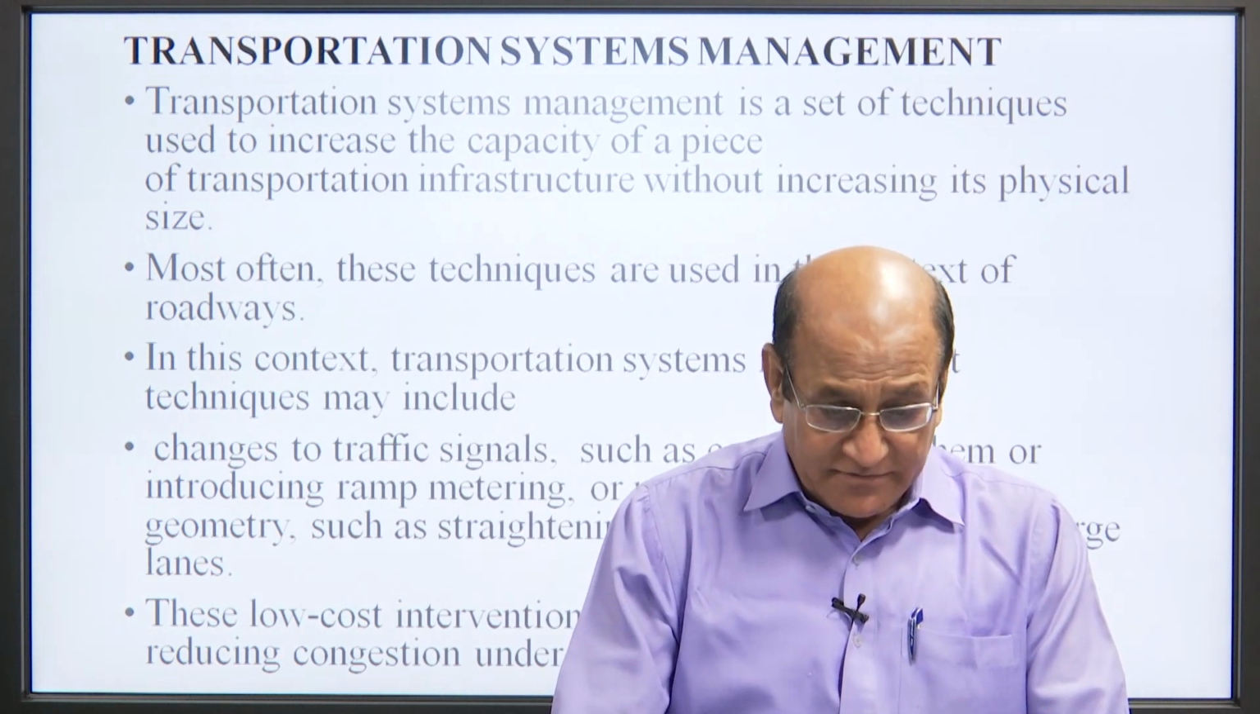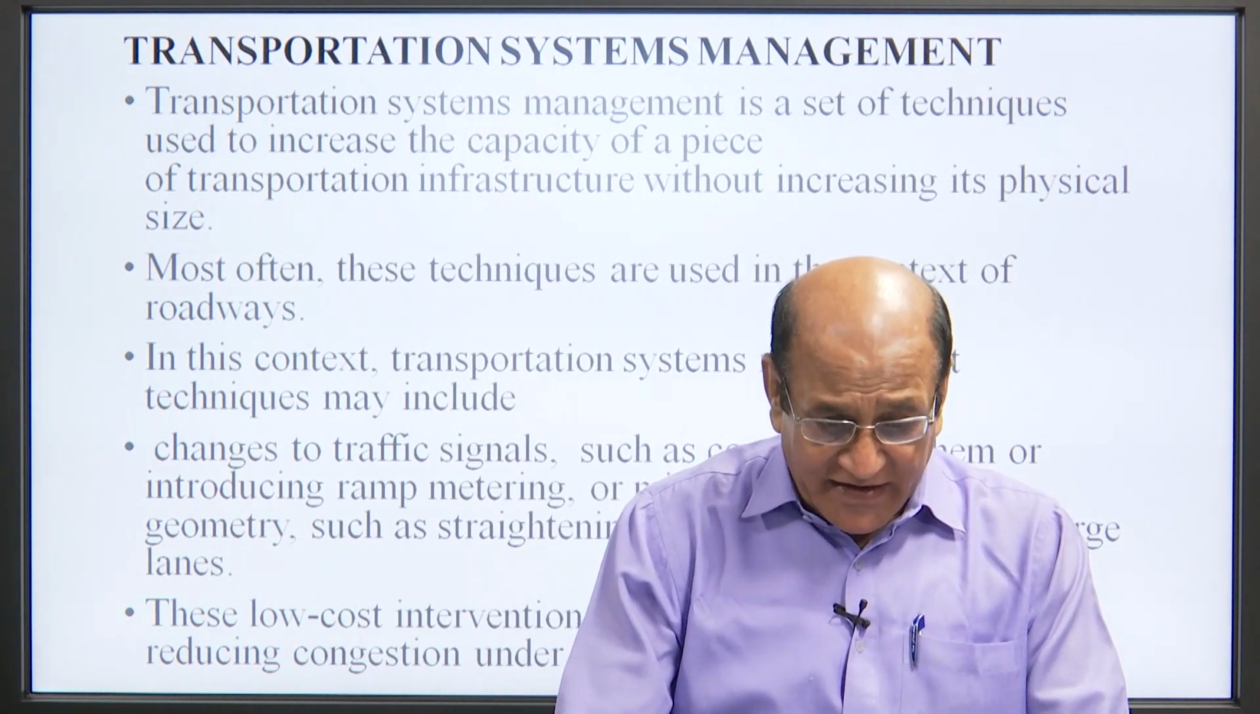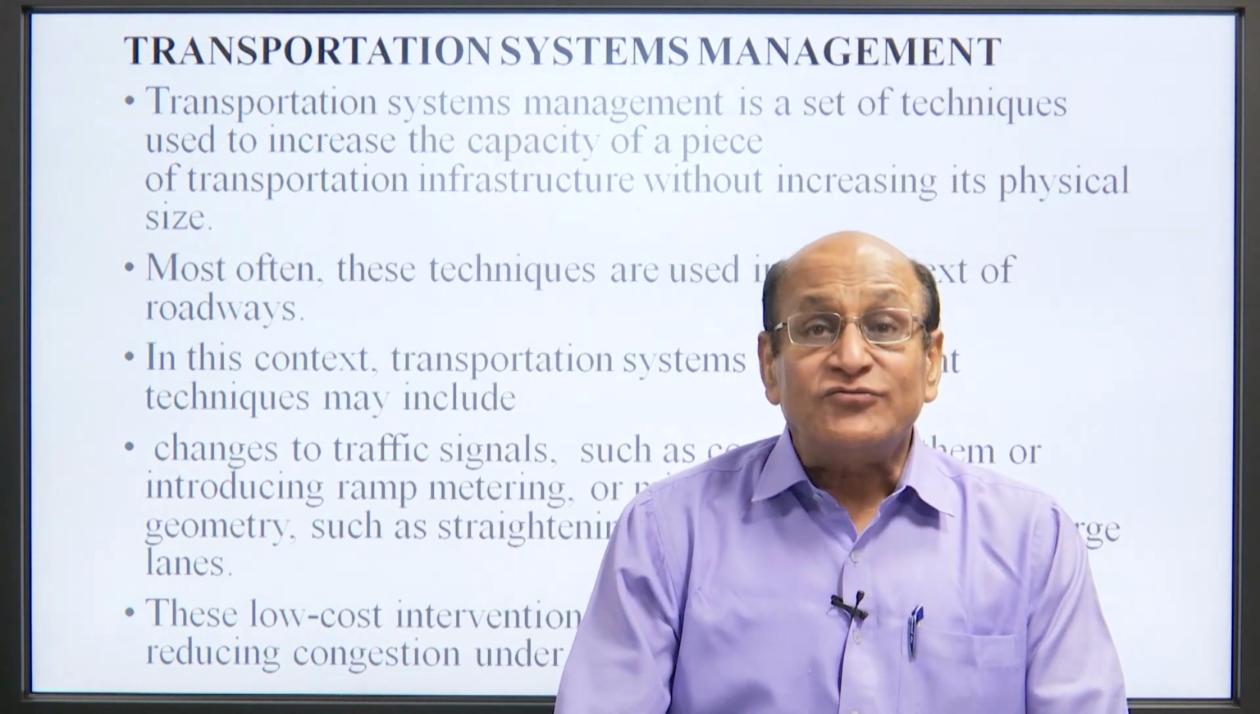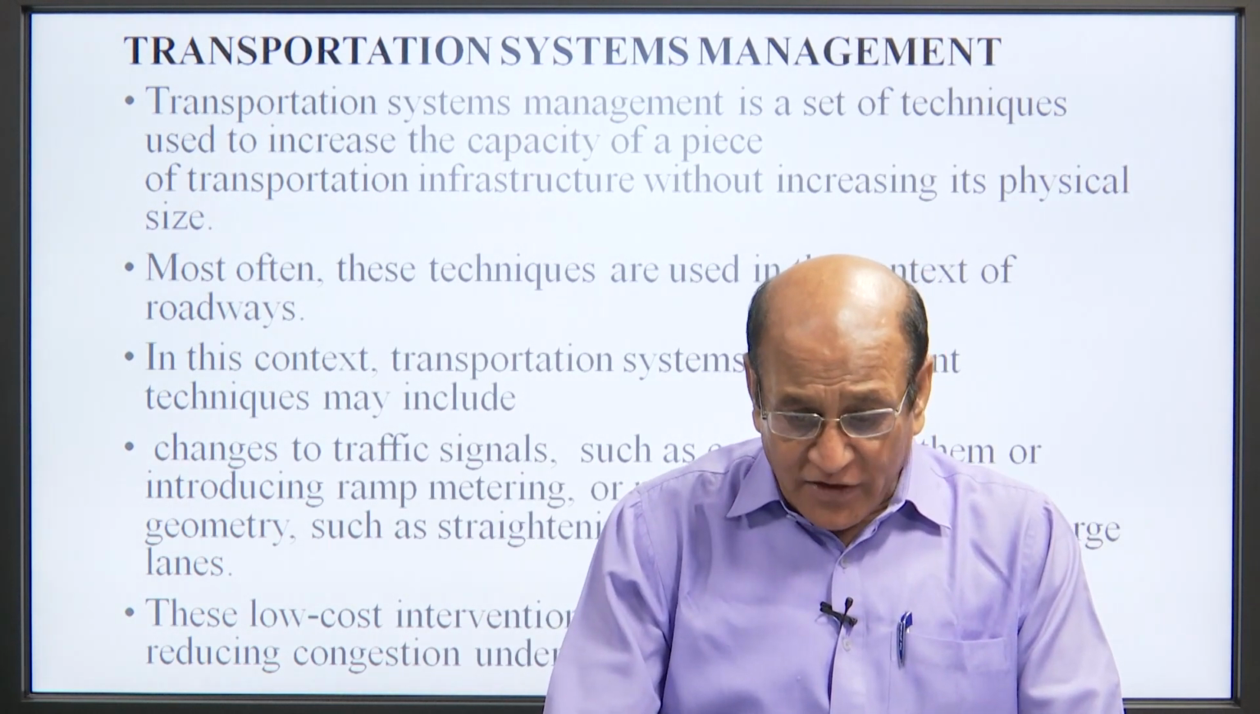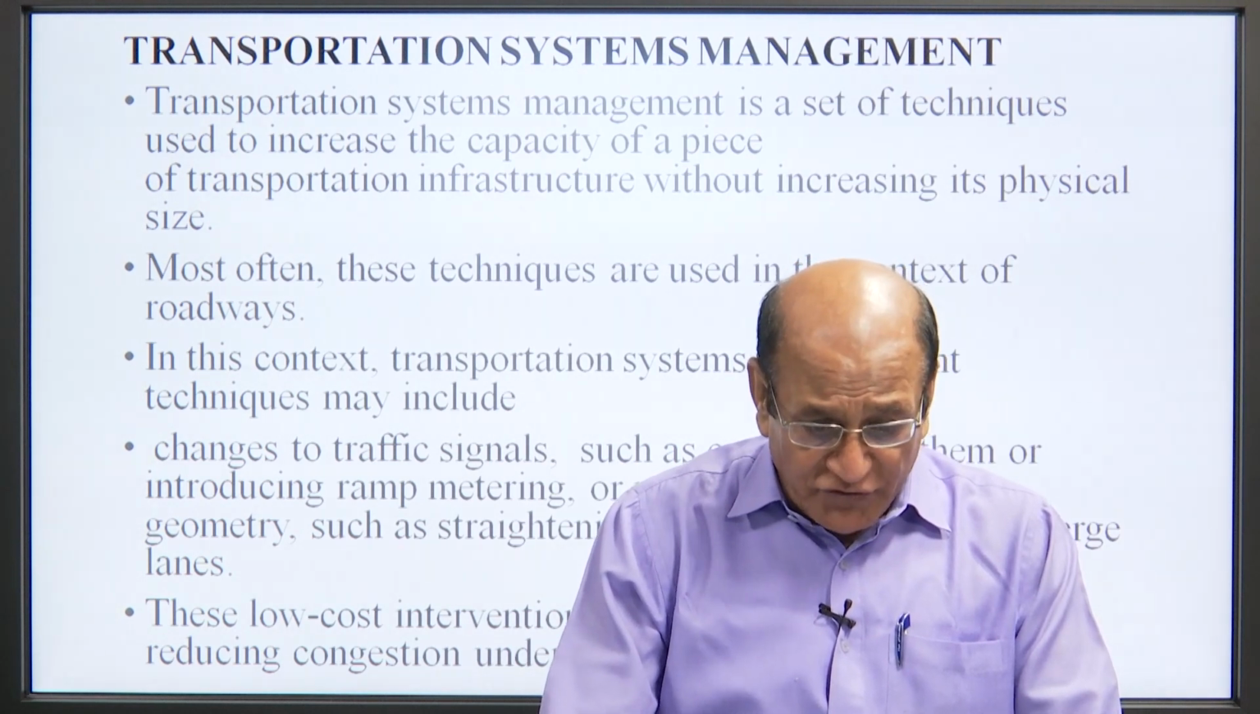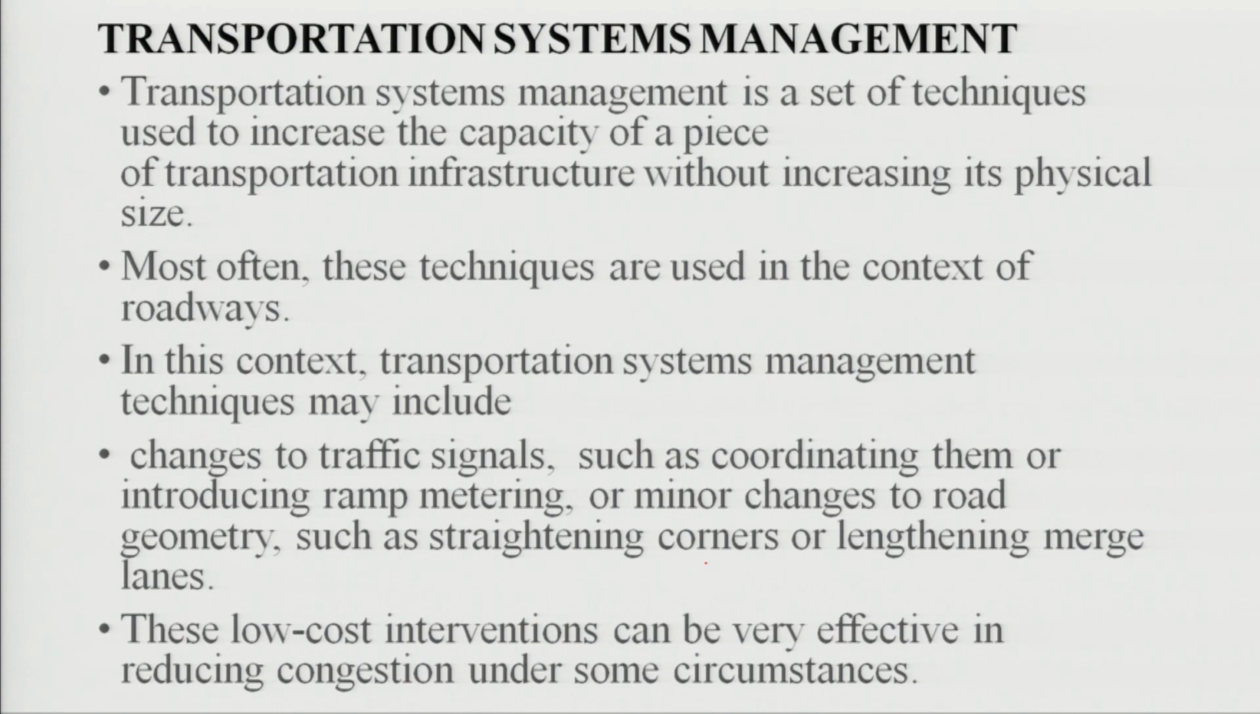In this context, transportation system management techniques may include changes to traffic signals, such as coordinating them or introducing ramp metering, or minor changes to road geometry, such as strengthening corners or lengthening merge lanes. These low cost interventions can be very effective in reducing congestion under some circumstances.